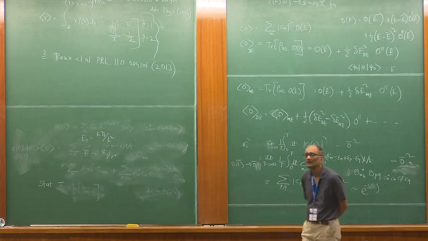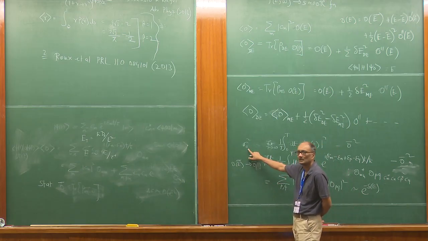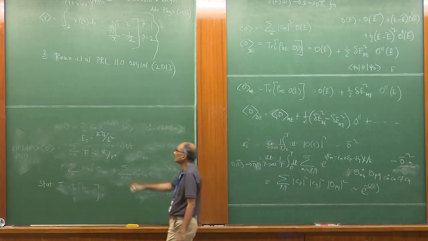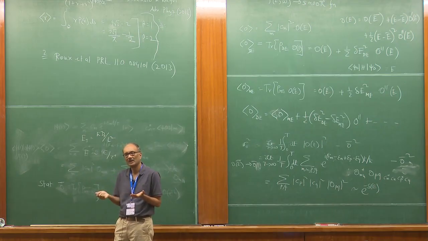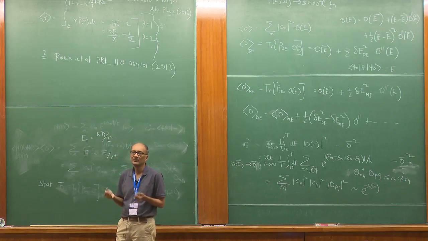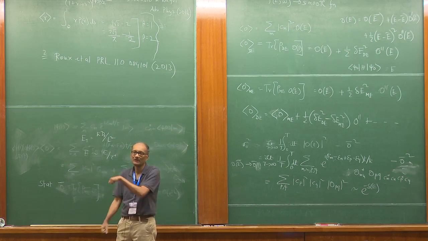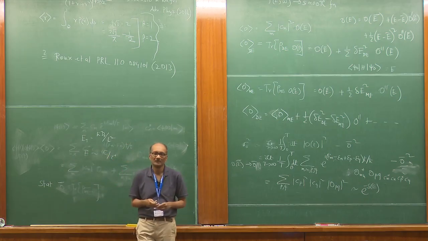What is what? D0? Oh, this one. This one is the typical diffusion constant that comes in a diffusive system. If you have a single particle system and the electron undergoes diffusive dynamics, there is this L squared divided by the diffusion constant, which gives you a typical time scale for going from one end of the system to the other. And the energy is constructed out of that.